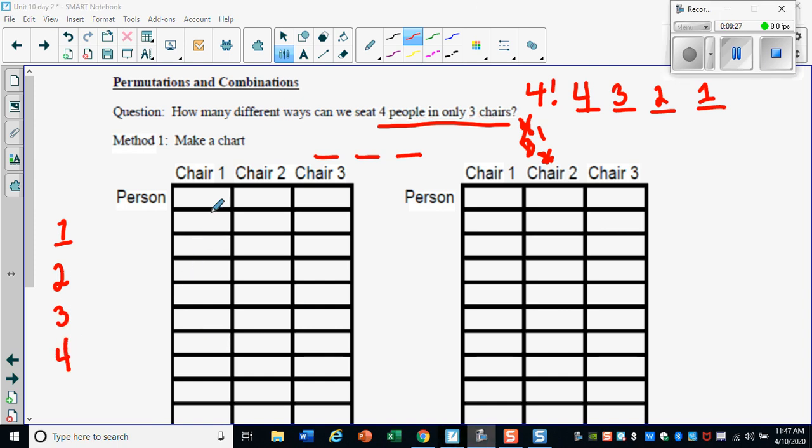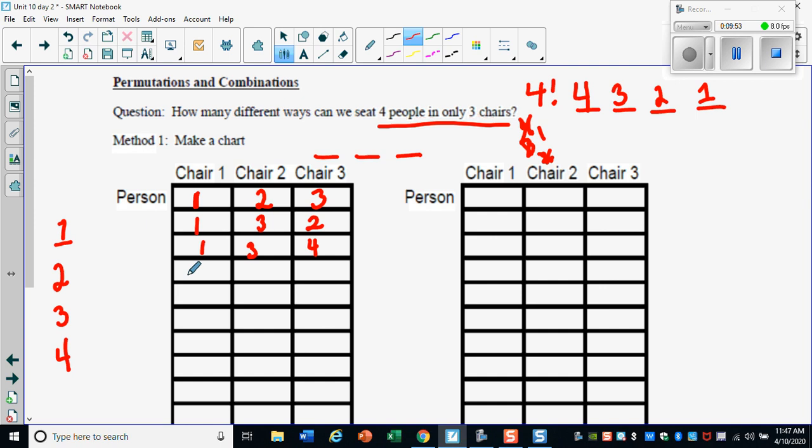Okay, so what I would like you to do, you have 4 people. How can you arrange those 4 people in 3 chairs? I'll do the first 2 with you, and then you're going to try these on your own. For example, I have person 1, then I can put person 2 and person 3 next to it. Then I can put person 1, then person 3, and then person 2, and then I can put person 1, person 3, and person 4.